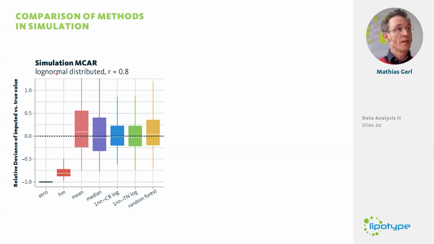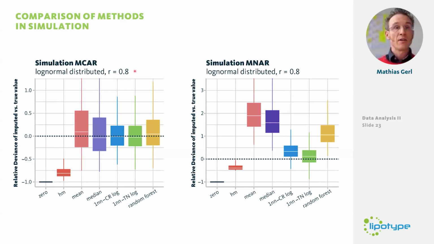This is shown for a log normal distribution, and especially with a correlation of these simulated lipids of 0.8. And then the situation looks quite different if you go for the missing not at random. Here, 0 and half minimum look much closer than before, but median and mean are quite off. Random forest also isn't better, but still is not as good as the correlation-based or nearest neighbor-based algorithms, whether with correlation or even truncated. And the truncated one, obviously, since this is the case it has been designed for, is much better.